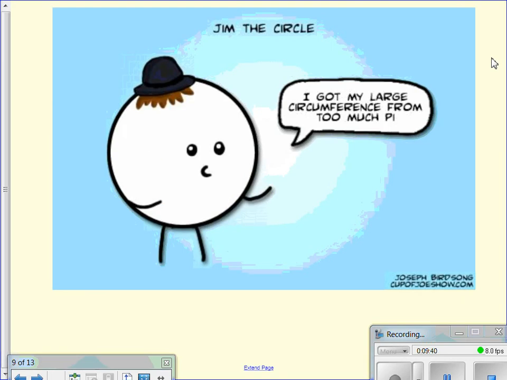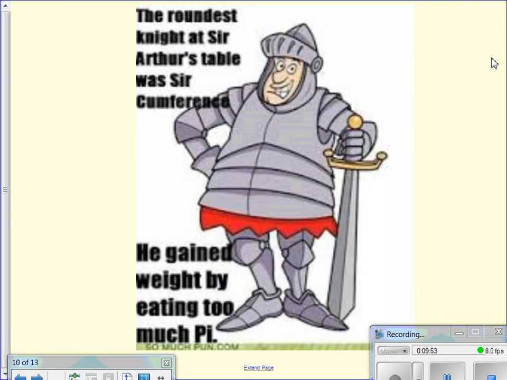I agree. Jim the circle, circles come in all shapes and sizes. Well, all sizes at least. He got his large circumference from eating too much pie. That's a good one, pie. And the last one, the roundest knight at Sir Arthur's table was circumference. He gained weight by eating too much pie again. Oh, so punny, so punny.